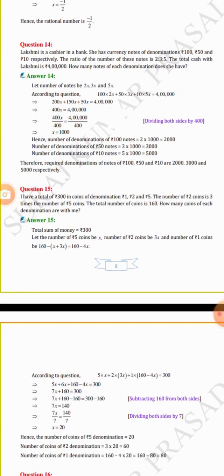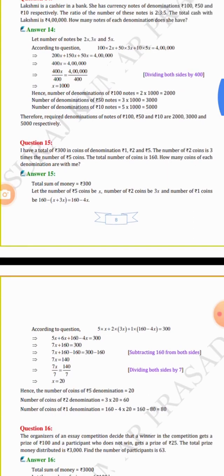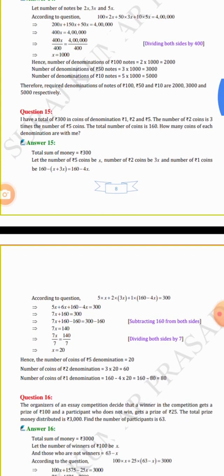I have a total of 300 rupees in coins of denomination 1 rupee, 2 rupee and 5 rupee. The number of 2 rupee coins is 3 times the number of 5 rupee coins. The total number of coins is 160. How many coins of each denomination are with me? Total amount of money is equal to 300. Let the number of 5 rupee coins be x, number of 2 rupee coins be 3x and number of 1 rupee coins be 160 minus x plus 3x, that is 160 minus 4x.